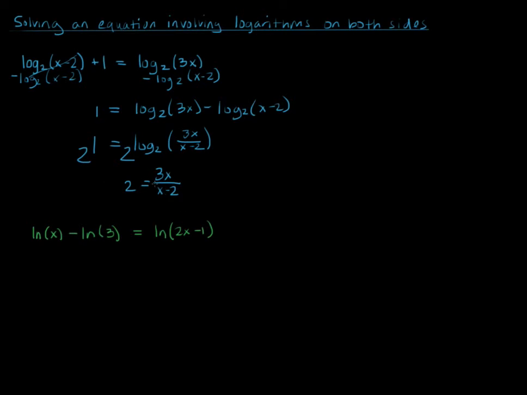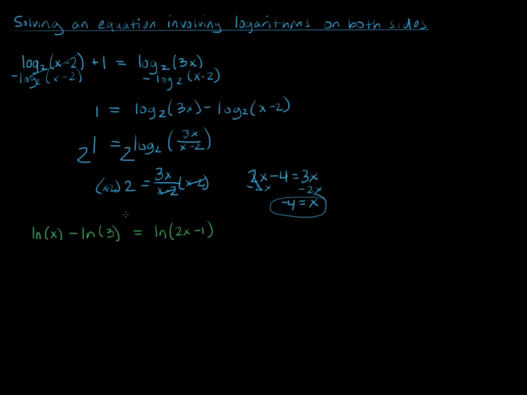Then we can multiply both sides by x minus 2. And then we'll get 2x minus 4 equals 3x. Subtract 2x from both sides, and we get x equals negative 4. So this is our final answer for that problem. Like I said, there's more than one way to go about that, so if you think of a different way, go ahead and try it and see if you get the same answer.